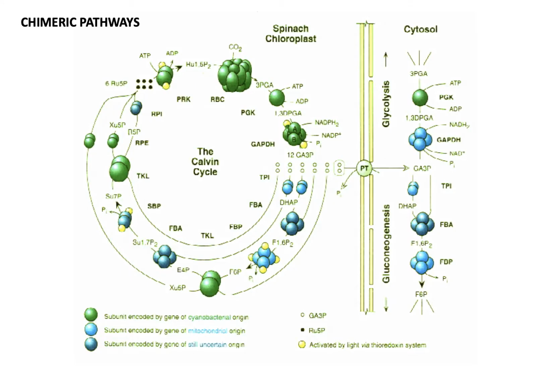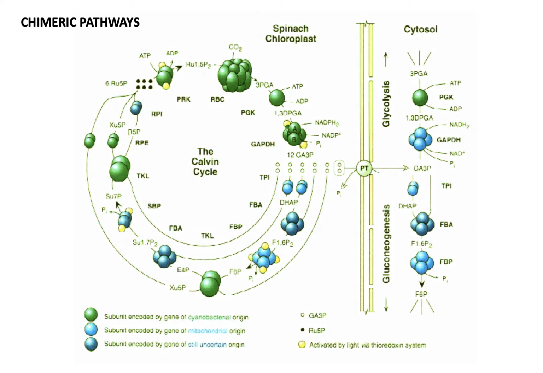So here is an example of that in a spinach chloroplast, and then there's the spinach cytosol on the right-hand side. And this is showing the enzymes involved in the Calvin cycle and also in glycolysis and gluconeogenesis. All of the enzymes that are colored in green originated from cyanobacteria. And all of the enzymes that are in light blue are from mitochondria. And then the ones in darker blue are of unknown origin, but probably from the original protist cell.